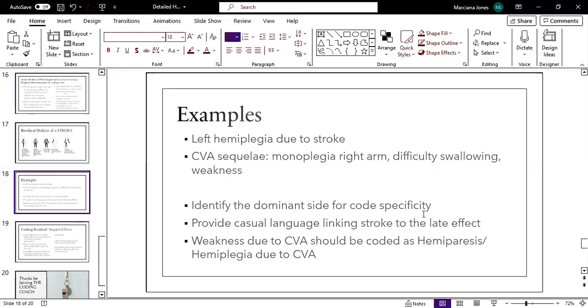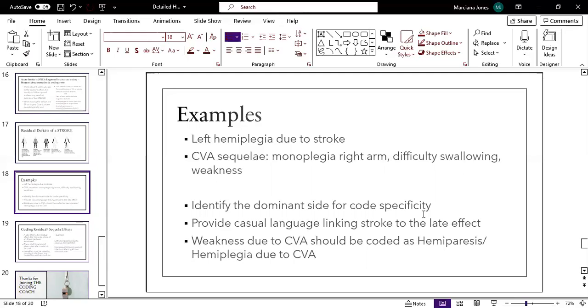And what I mean, identify the dominant side, just like I spoke of the monoplegia of the lower or upper limb. Is it the right side? Is it the left side? Are you right-handed? So it'll be the dominant side. If you're left-handed, then that's going to be your dominant side. Your dominant side is which one you use the most. So we're going to have to identify the dominant side for the code specificity.